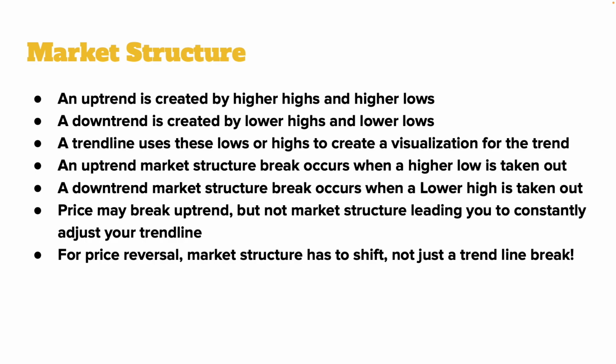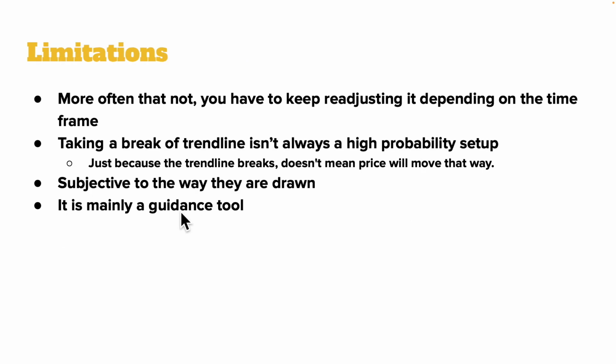But when the market structure breaks, that's when the trend has shifted. For price to reverse, market structure has to shift or break, not just a trend line break, right? So there are two different things. You have your market structure breaks and you have your trend line breaks. Just because the trend line breaks doesn't mean the market structure broke. Remember, as we mentioned in the previous slide, it is mainly a guidance tool. It's just the line drawn on the chart. It is not a trading indicator.